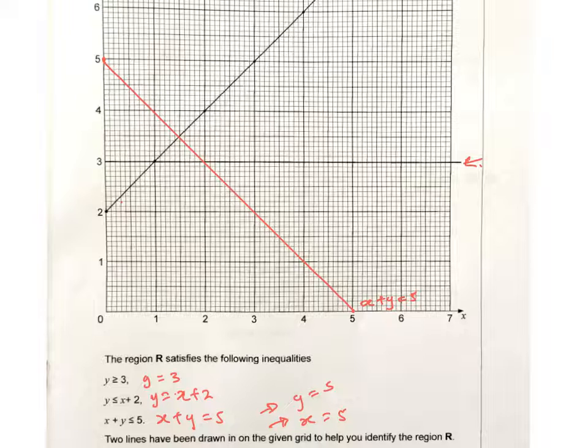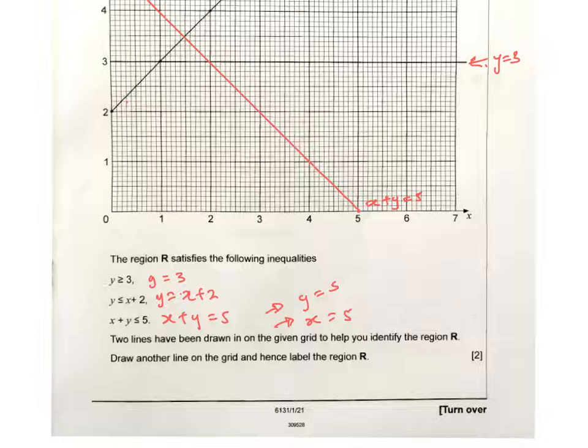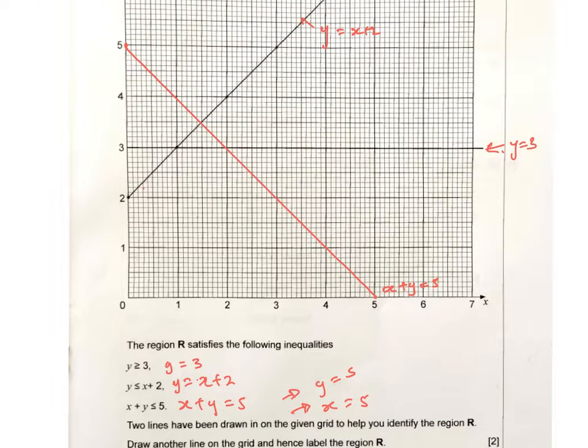Remember, when you label the line, you don't label with inequality. And this is the line y equals 3, and this one is the line y equals x plus 2. Okay, then hence label R is just the region which is now bounded by this line, this line, and that. So that means our R will be this one, which is now with all the 3 lines.